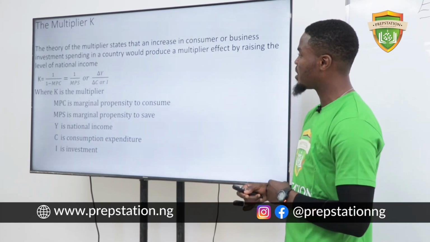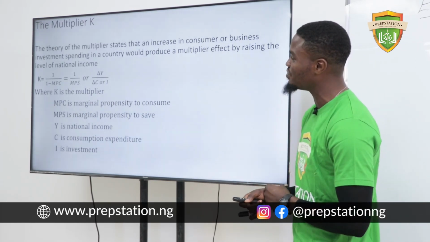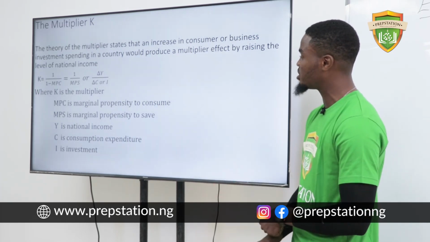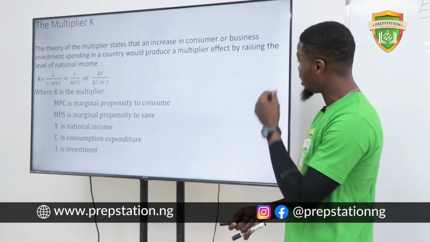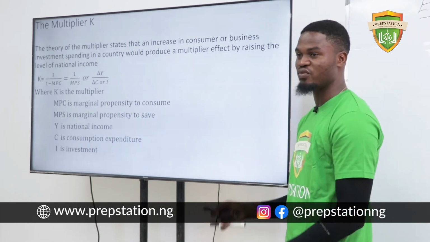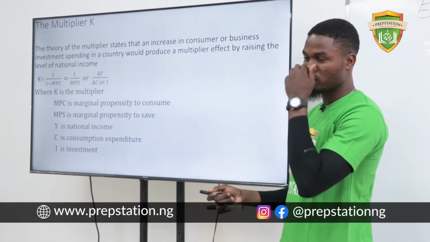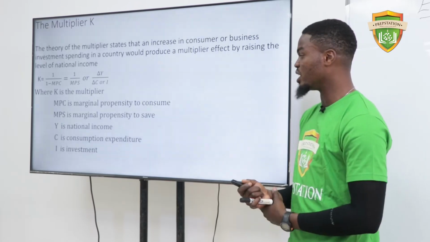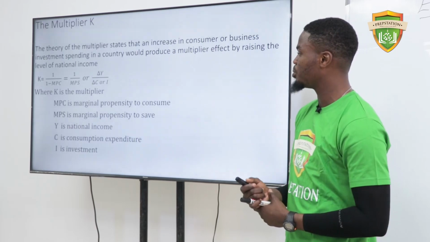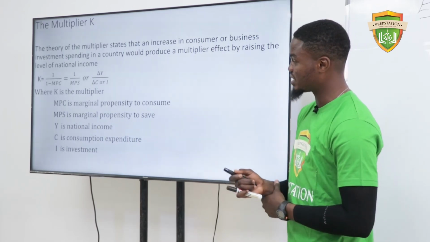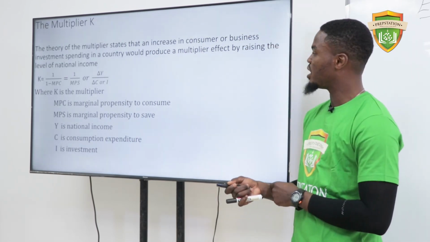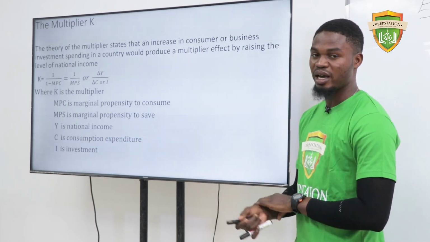Then here you have the multiplier concept. The theory of multiplier states that an increase in the consumer or business investment spending in a country will produce a multiplier effect by raising the level of national income. That is, the more money is pumped into an economy for investment, the more money you get in an economy. That is, the level of national income in that economy will boost up. So we have the formula as K equals 1 divided by 1 minus MPC, or 1 divided by MPS.